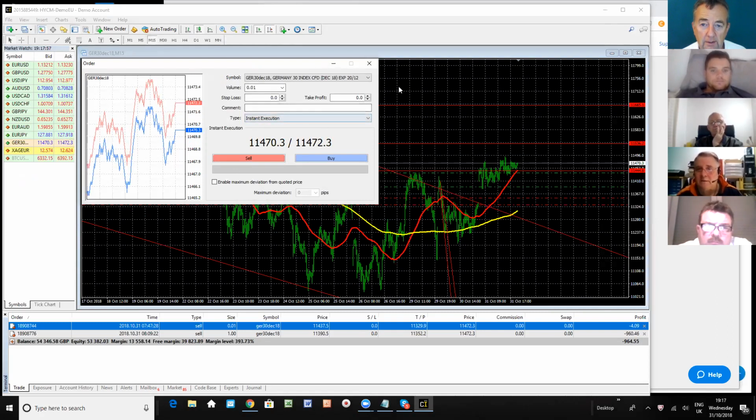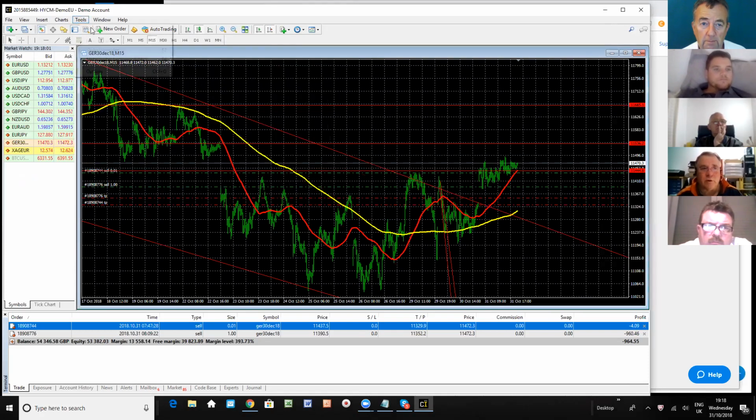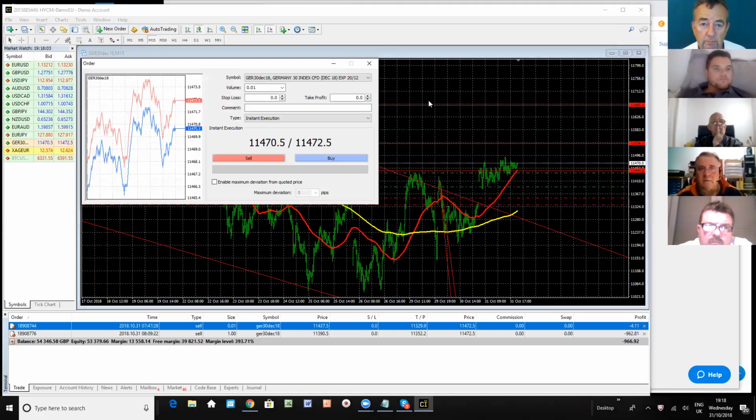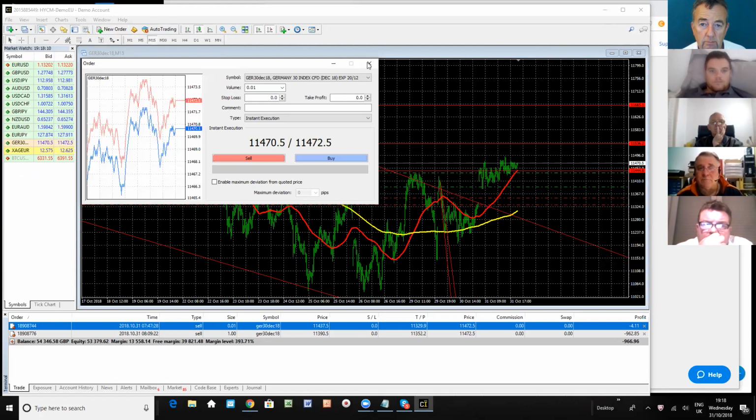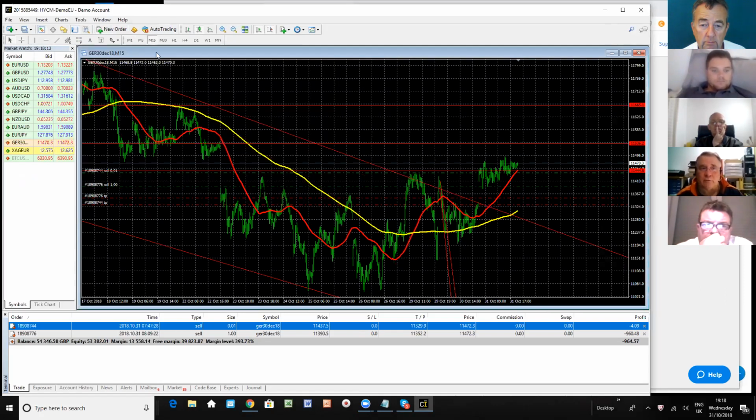So there are three ways in which we can put it on. There's that way, there's tools, new order, that way, and the way that we did it, the actual button. So you're spoiled for choice. You've got three ways of putting a trade on. And sometimes it's very important to be able to do that very quickly, because the market might be moving fairly quickly, and you need to put the trade on before it runs away. Exactly.